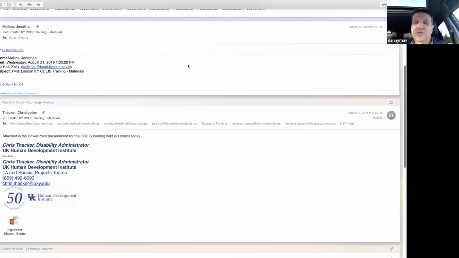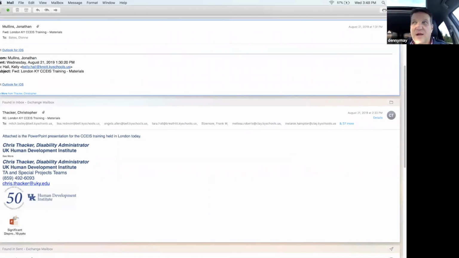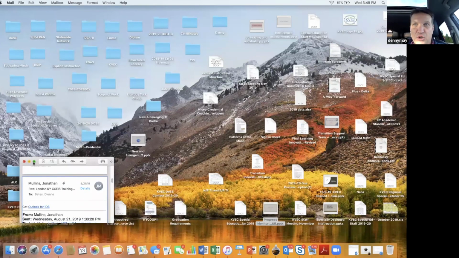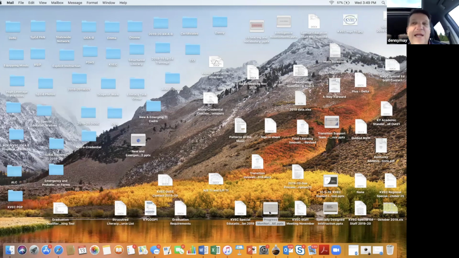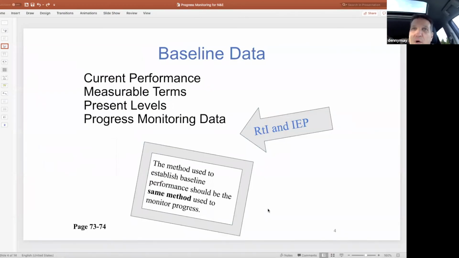Well, you also have to go back and look at, the state requires us to have all 6 components for a measurable annual goal, and you have to embed a method of measurement tool, and you have to choose that tool. And most of the time around reading or reading comprehension, it's going to be probes.